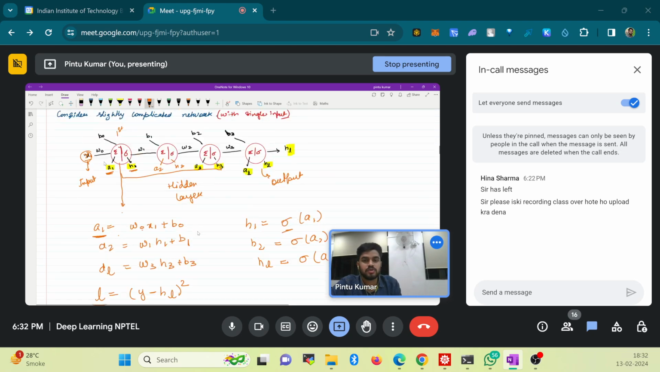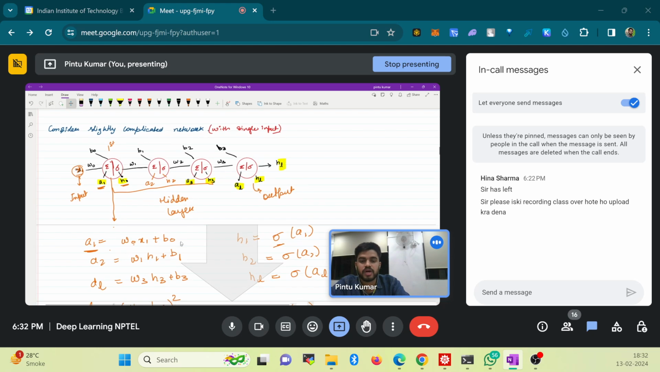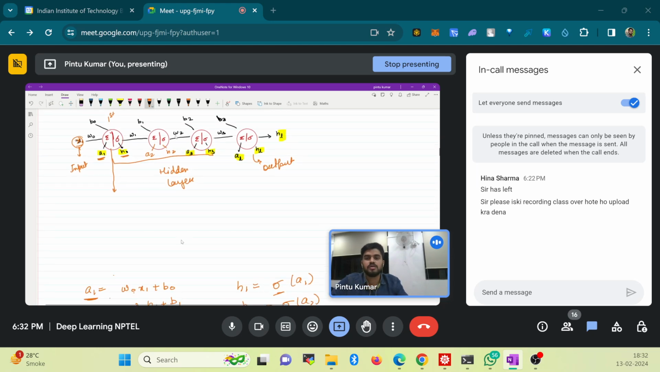Okay, so I'll push these things down because we want to keep looking at this network. Okay, if required, we will bring this thing up again. Okay, so first thing that we should try to do is we should find the gradient of this loss function with respect to the weight. Then only we can update the weight. Okay, so what is gradient of L?